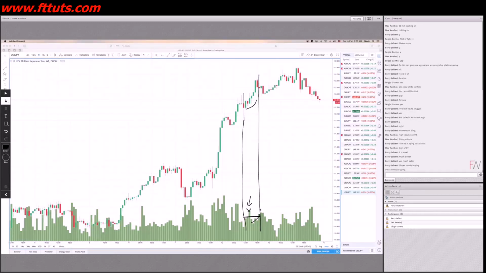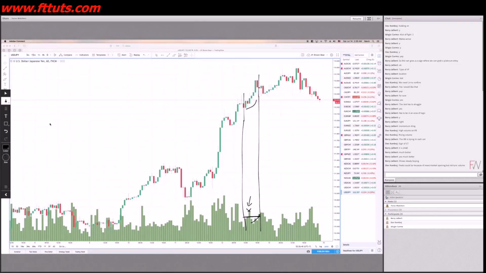Yeah, very good, Barry. So, steady buying is a sign of a larger player. Although high volume can also mean there's a large player in there, a large player goes piece by piece.